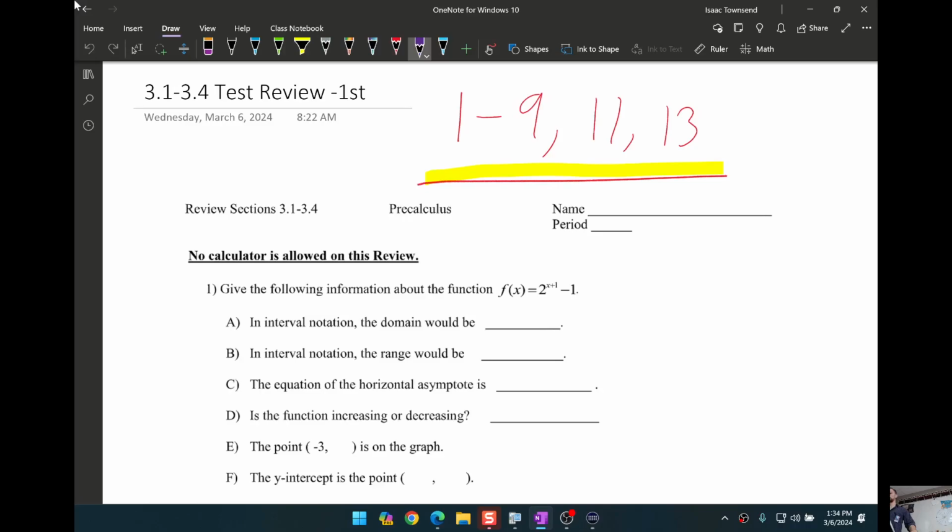You're welcome to try question 12. You're welcome to try question 14. But again, we just haven't reviewed that in this class this year. So if you don't remember those, just wait till we talk about them and practice them after spring break.